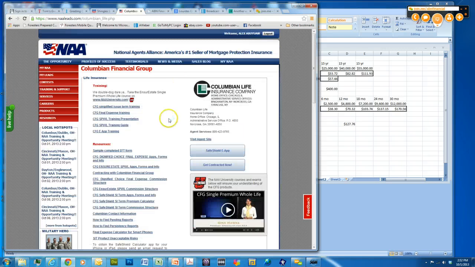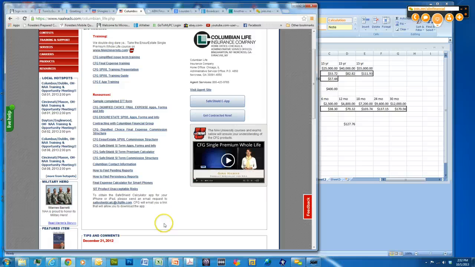So let me show you how you would go and actually get the Dignify. For the apps and forms for the Dignified choice, you just click on this link for the apps, and for SafeShield apps and forms, it's right here. Okay, and then the calculator is downloaded right here.